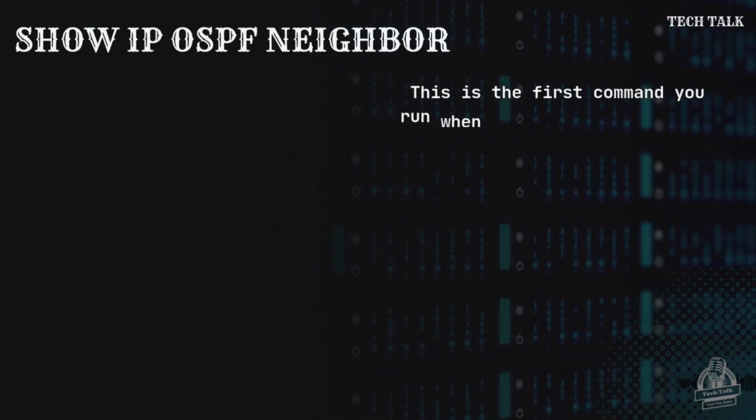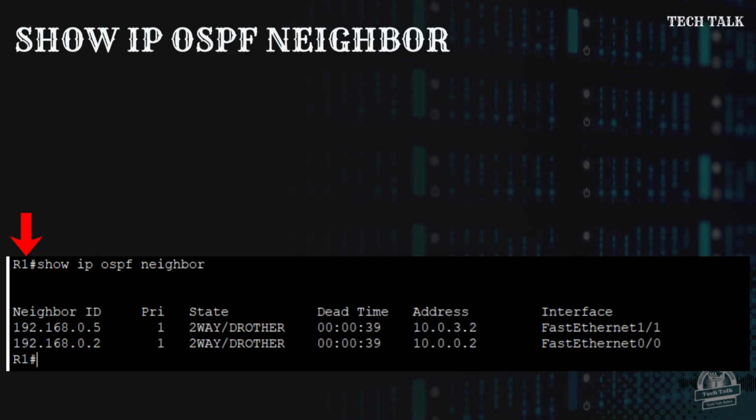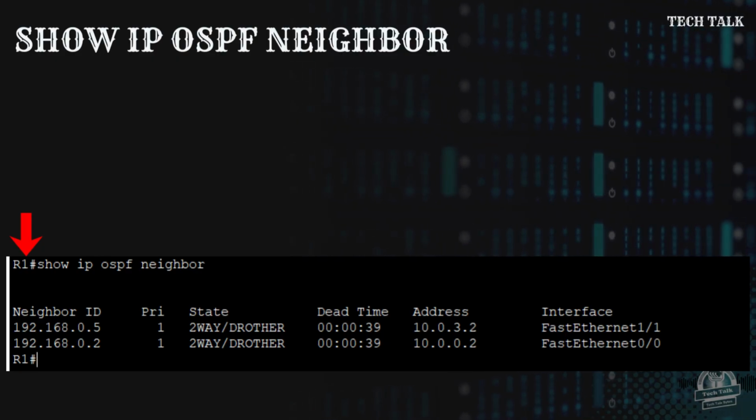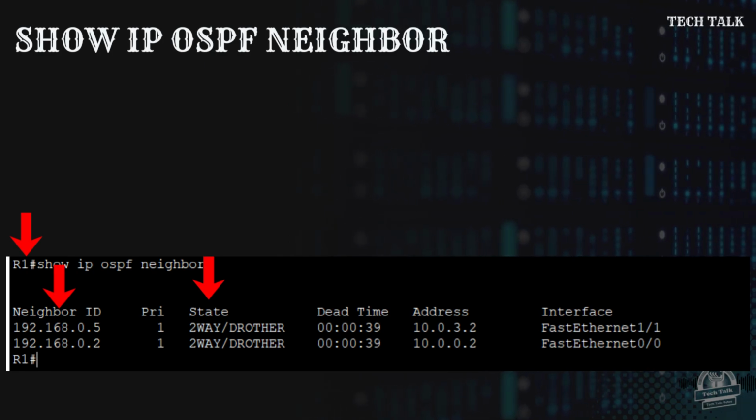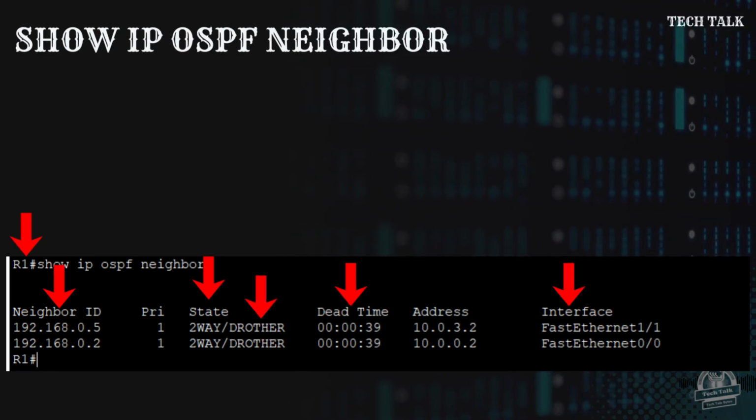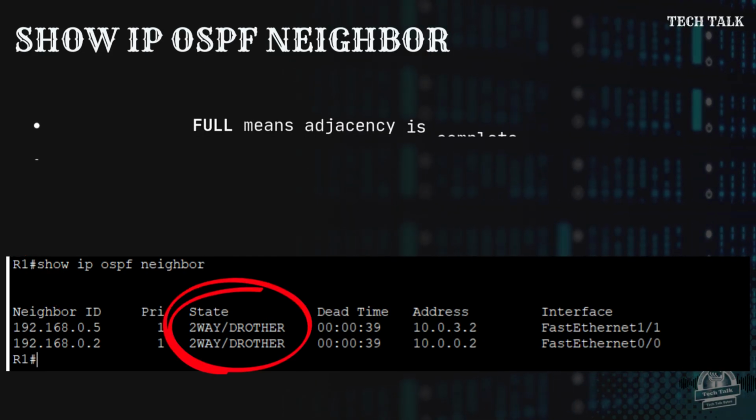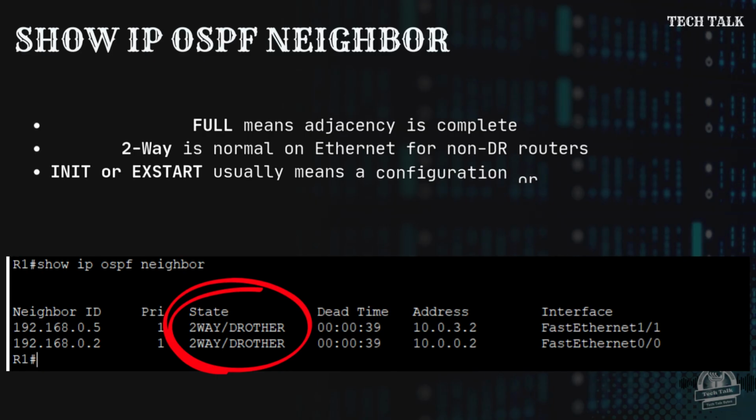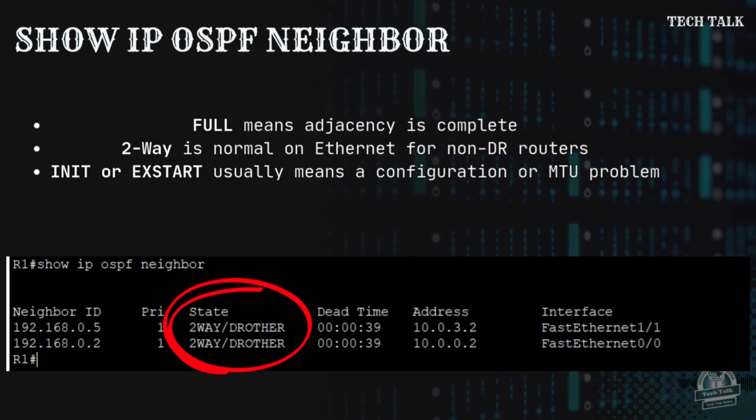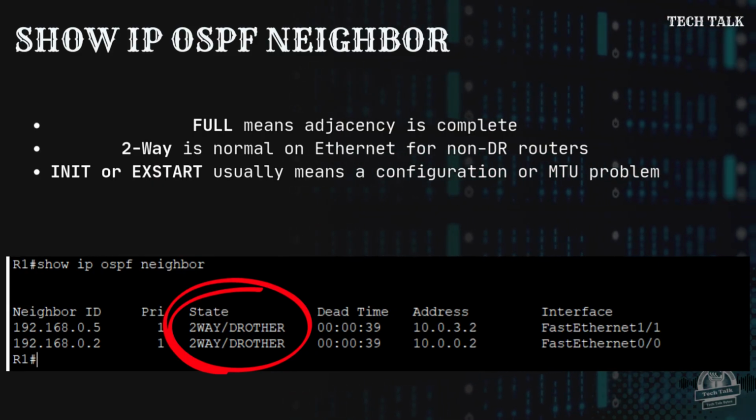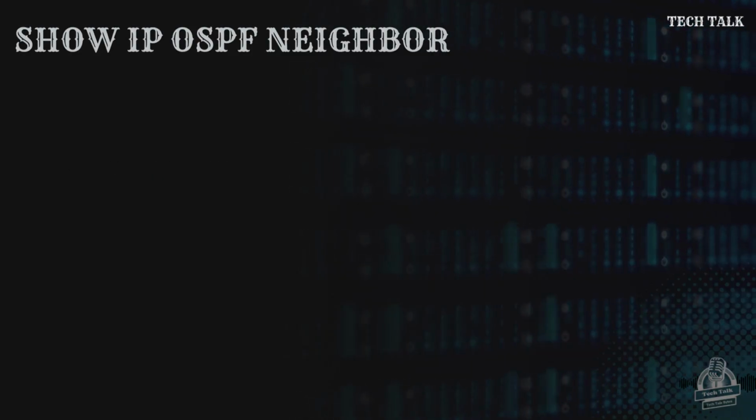From the enable prompt, show ip ospf neighbor. This is the first command you run when troubleshooting OSPF. It shows your neighbor router IDs, neighbor state, DR and BDR roles, dead timer countdown, and the interface used. How to interpret it? Full means adjacency is complete. Two-way is normal on Ethernet for non-DR routers. INIT or EXSTART usually means a configuration or MTU problem. If you don't see neighbors here, nothing else matters yet.